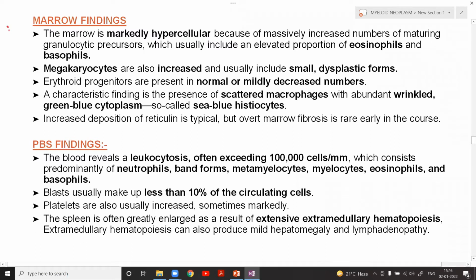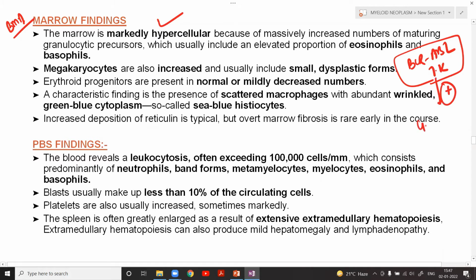So the first finding, if we look at the bone marrow aspirate, is that they are markedly hypercellular. Why are they hypercellular? Can anyone tell me? Because the marrow stem cells have a constitutively active tyrosine kinase called the BCR-ABL tyrosine kinase. And what is this BCR-ABL tyrosine kinase doing? It is constitutively activating, stimulating the growth pathways, which is causing the proliferation of all the series of cells. Is this point clear to everyone?